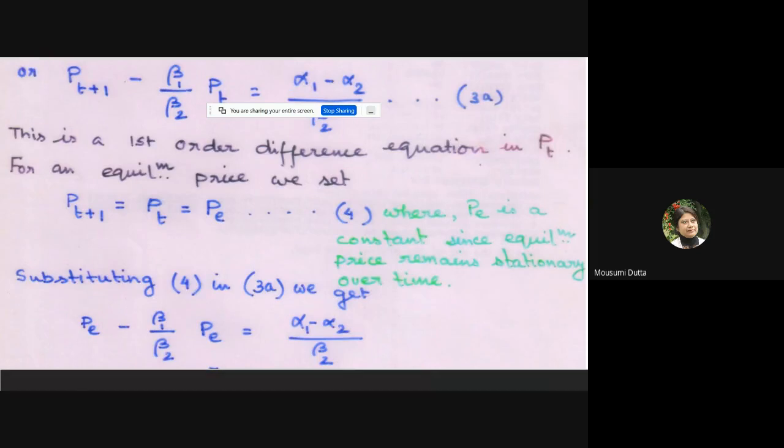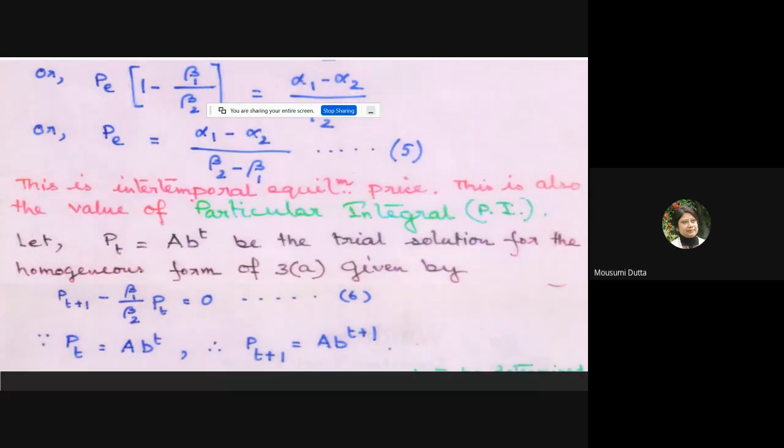Look at 3A. 3A was Pt plus 1 minus beta 1 by beta 2 Pt is equal to alpha 1 minus alpha 2 by beta 2. So the left hand side will be as it is. In place of the right hand side, we put the value equal to 0. This is the homogeneous form. So Pt is equal to AB to the power t is the trial solution for the homogeneous form of 3A, given by Pt plus 1 minus beta 1 by beta 2 Pt is equal to 0. And I'm calling this equation number 6.